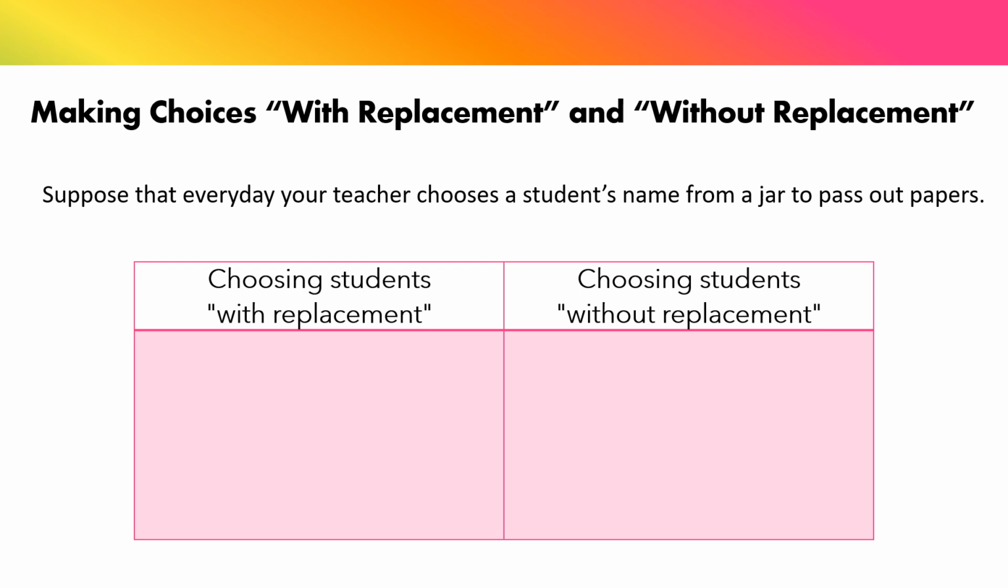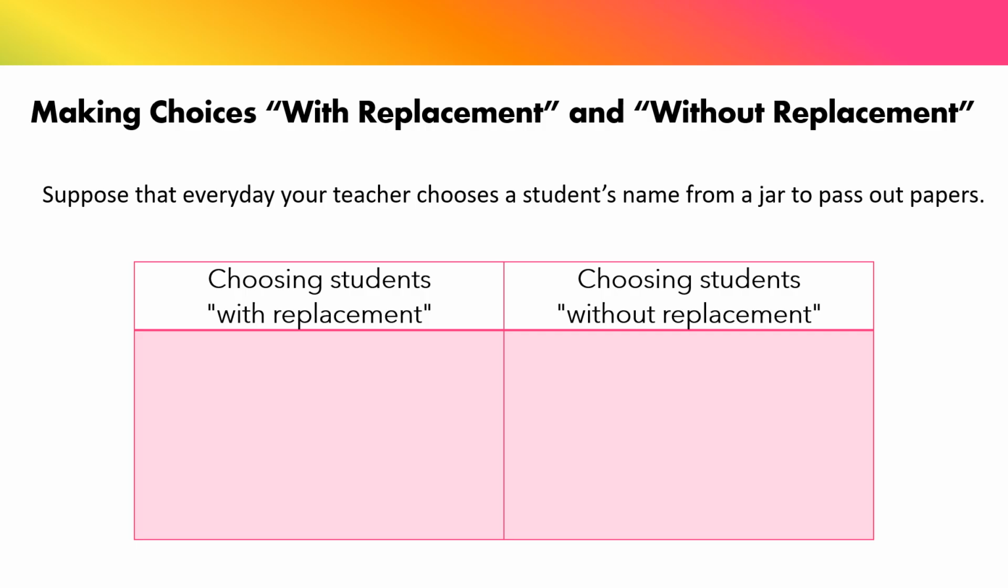All right, so here's your scenario. Suppose that every day when you come into class, your teacher takes a jar that she has on her desk and it's got a bunch of little tiny pieces of paper in it. On those papers, she's got all of her students' names. Every day, whenever you come into class, your teacher reaches into her jar, pulls out one student's name, and that student is going to pass out the papers that day.